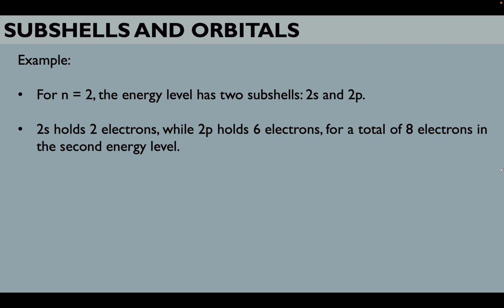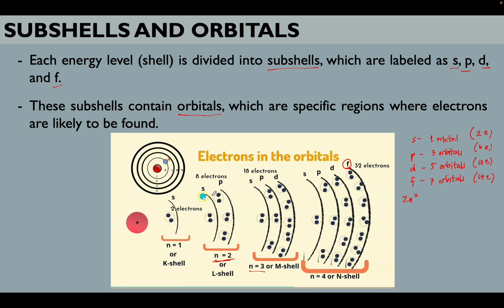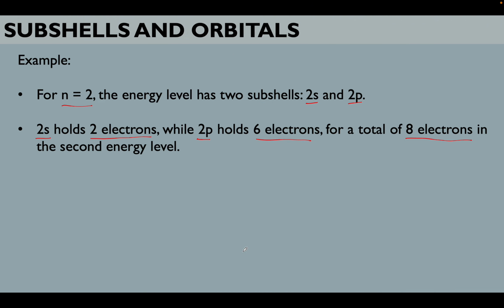Okay. So, example of subshells. Now, for n equals 2, the energy level has 2 subshells. We have 2s and 2p. So, 2s holds 2 electrons, while 2p holds 6 electrons. So for a total of 8 electrons in the second energy level. So naadari sa ato ang figure. So si S can hold 2 electrons, while si P can hold up to 6 electrons, so a total of 8 electrons on the n equals 2 or the second energy level.